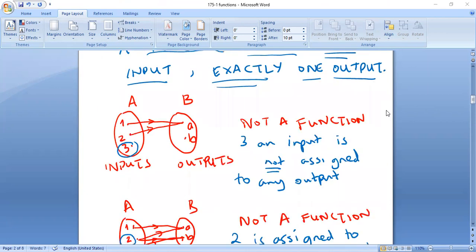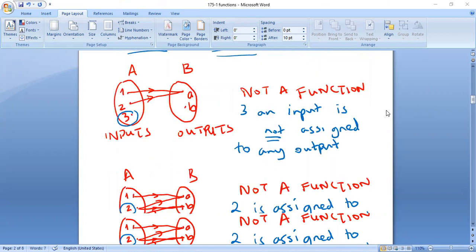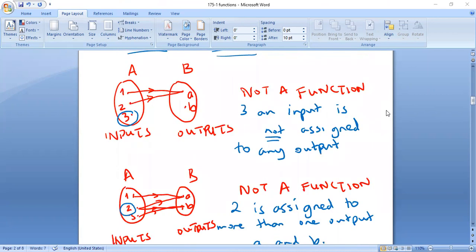So there are three pictures for examples. The first two are examples of not functions, and the last one is going to be a function. In the first one, we have two sets, A and B. In the set A, we have the elements 1, 2, 3, which are going to be potential inputs. And in the set B, there are two elements, A and B, which might be outputs. But in this assignment here, only 1 and 2 are assigned to A. So 1 and 2 are inputs, but 3 is not assigned.